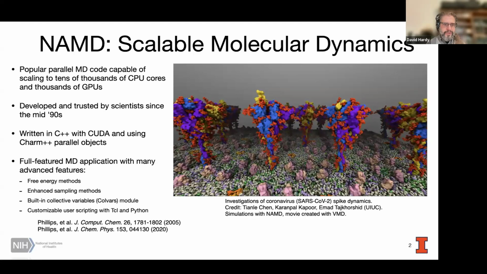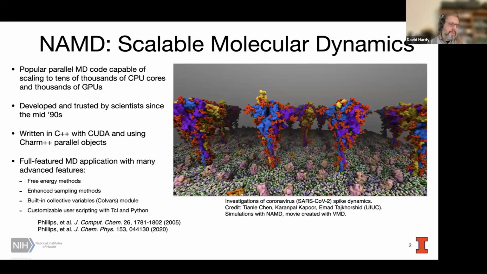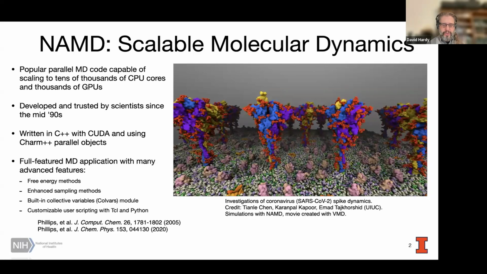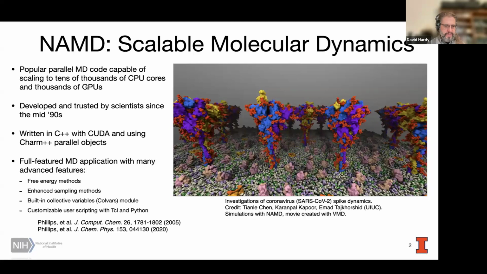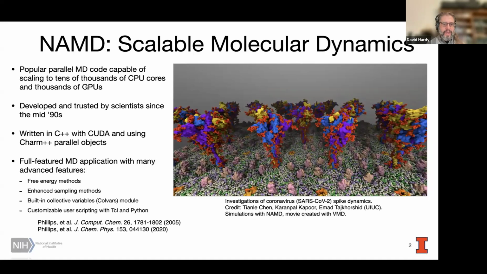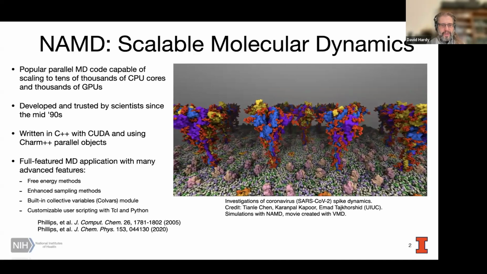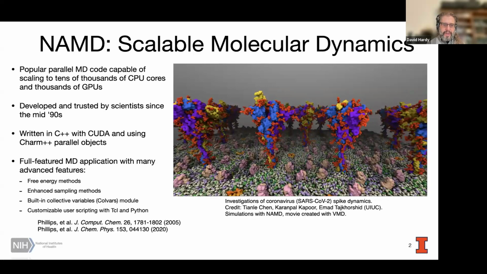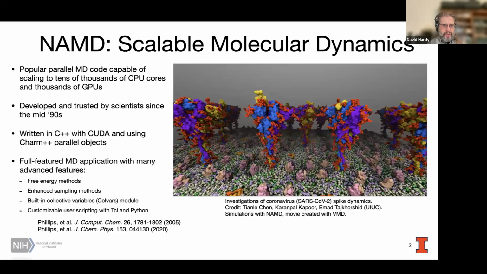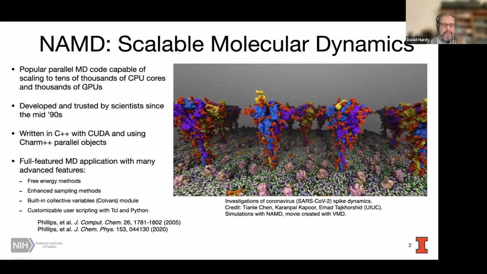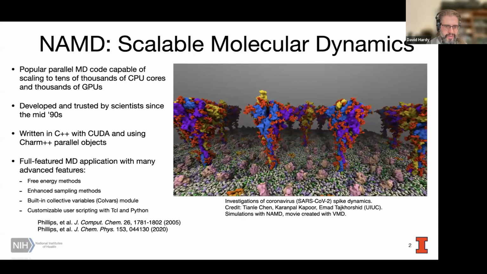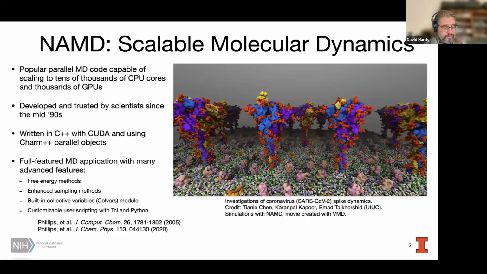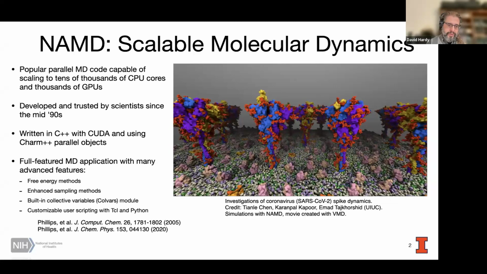NAMD is a full-featured MD application with many advanced features. We have some really good free energy methods. We have a lot of enhanced sampling methods. We have a built-in collective variables module called Colvars, and it's highly customizable with user scripting that is traditionally done in TCL, but we can actually build NAMD in ways that will allow some level of Python scripting too.